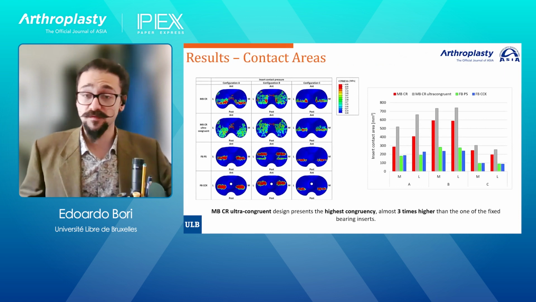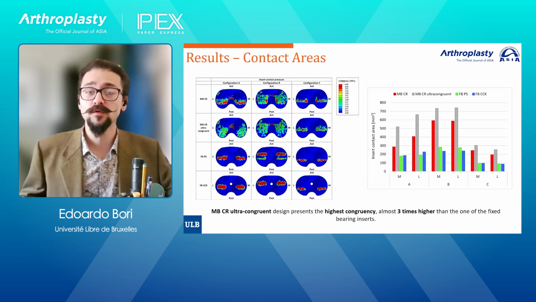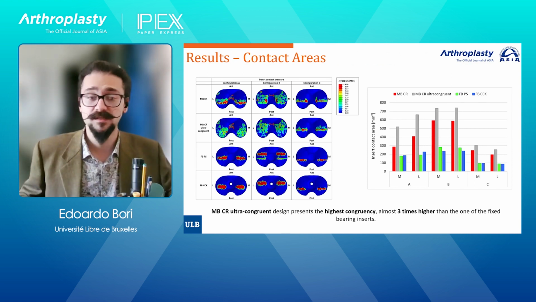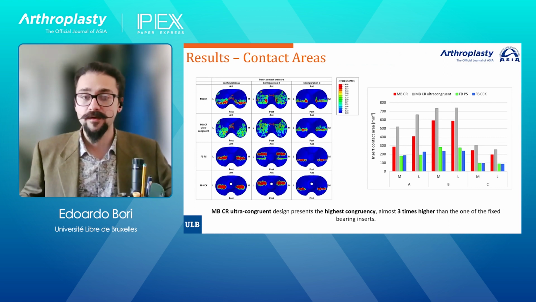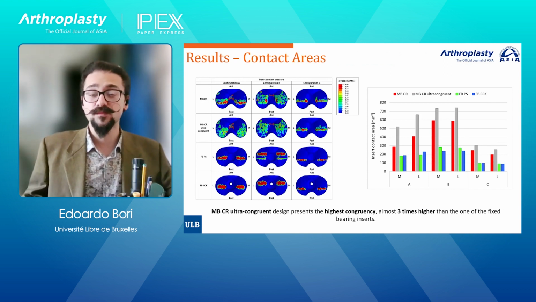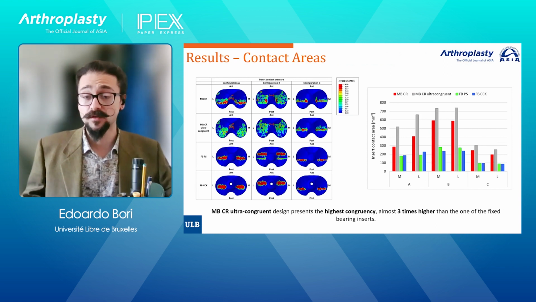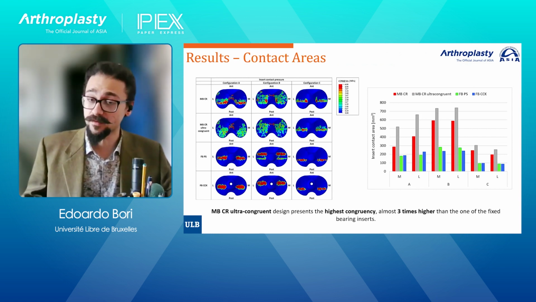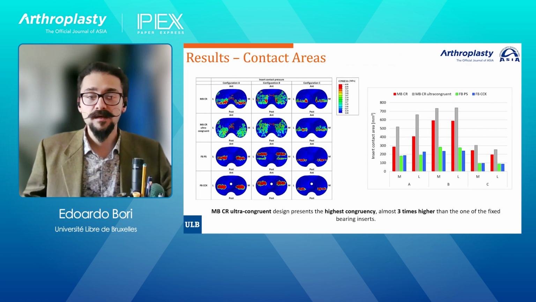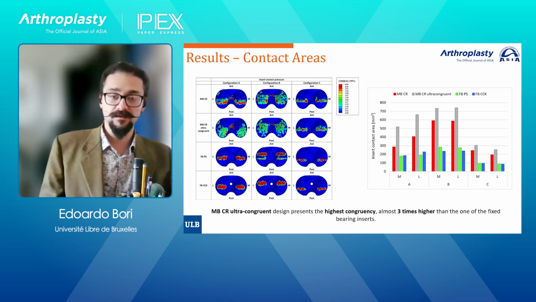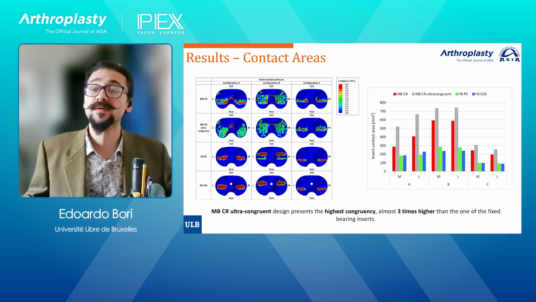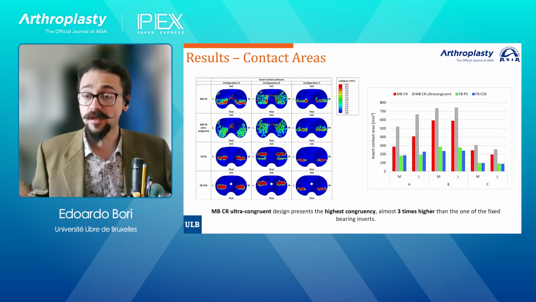These are the results in terms of contact areas for the various models. In the table, you can see the different models of implant and the different configurations analyzed. From the results, we can already see that the mobile bearing cruciate retaining ultra congruent is the one that presents the highest congruency, because its contact area is up to 3 times higher than what we can find for the fixed bearing models. And again, even between general mobile bearing and general fixed bearing, we can see a great difference. So mobile bearing appears to be the one allowing the highest contact areas.